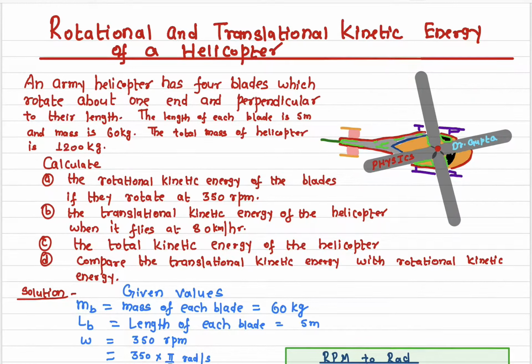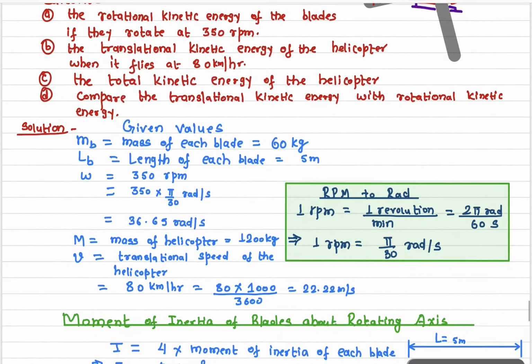Now we need to find out what is the rotational kinetic energy of the blades if they rotate at about 350 revolutions per minute, and then if the helicopter is moving at 80 kilometers per hour, what is its translational kinetic energy? And what should be the total kinetic energy? Which one is greater, the translational or the rotational kinetic energy? We will be calculating everything in this problem. So let's start with this one.